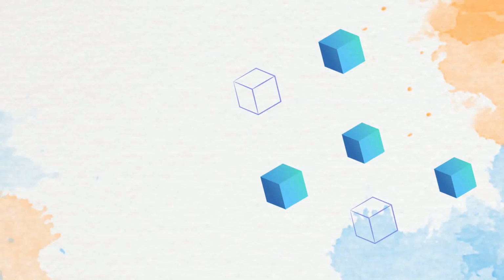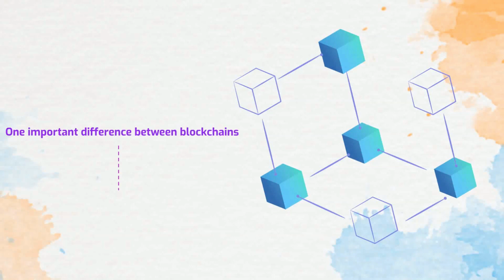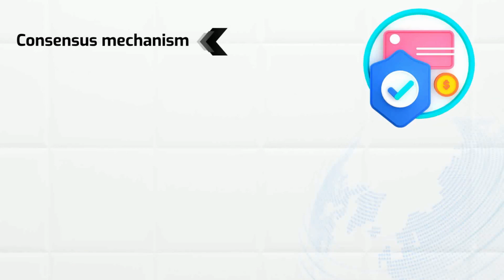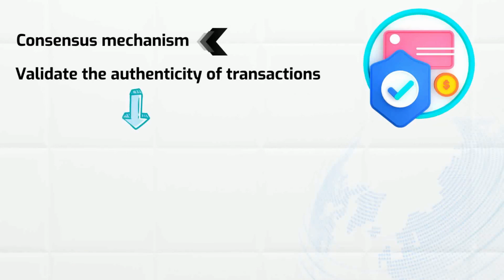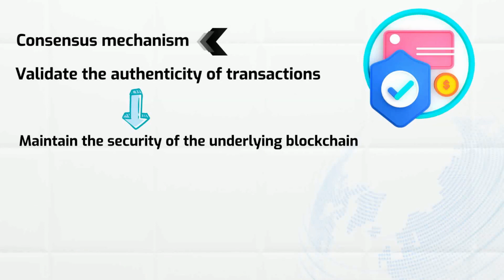In our crypto universe, as we know, there is not just one blockchain. Many different blockchains with divergent functions have now been created to be used in different domains. For example, one important difference between blockchains is the consensus mechanism. A consensus mechanism is a system that cryptocurrencies like Bitcoin and Ethereum use to validate the authenticity of transactions and maintain the security of the underlying blockchain.